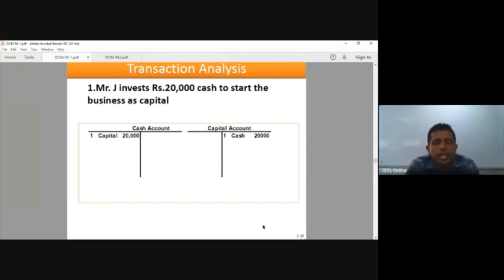Even though the owner puts money to the business in this transaction, 20,000, we have to take that as a liability. That is called an internal liability. We have a liability not to an external party, we have a liability to the internal party. Internal liabilities are called equity.